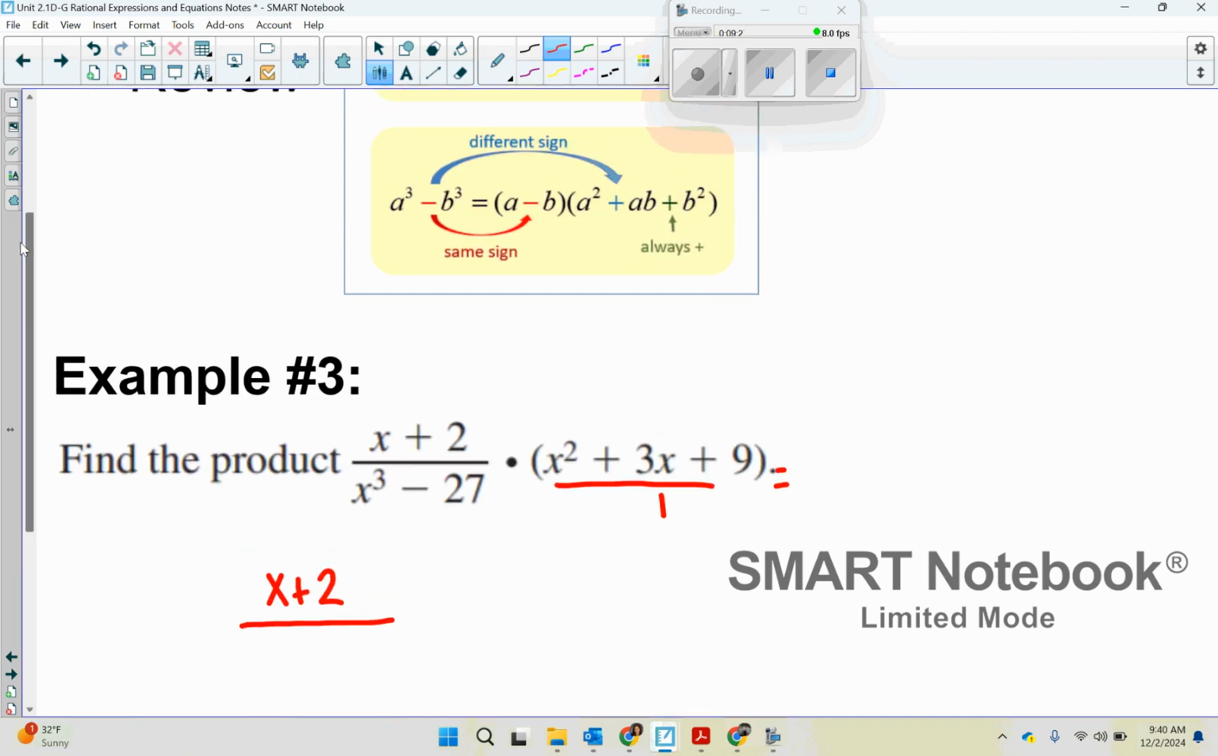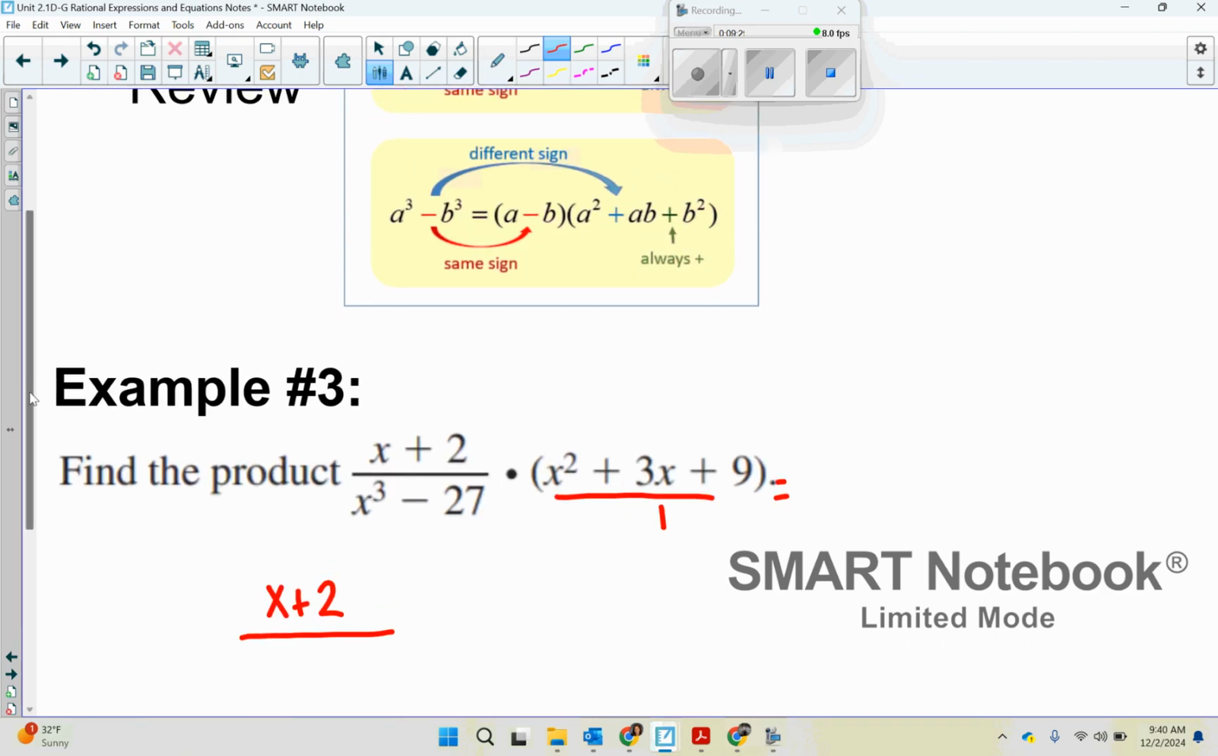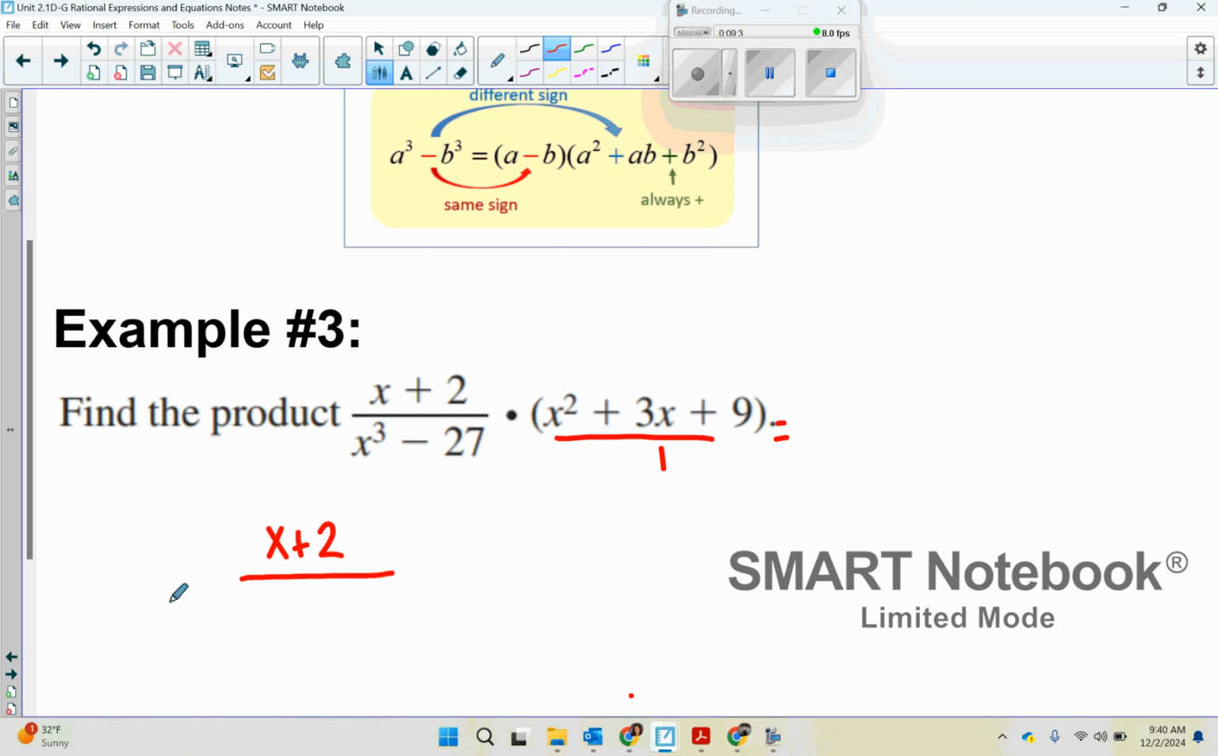So remember, difference of cubes tells me that we'll have the first sign, and I'll leave this formula up here. We'll technically have cube root of x cubed is x. So a would be x, and b would technically be the cube root of 27, which is 3. So we would have x minus 3. And then the sign is the opposite, and the last sign is always positive. So we would have x squared plus, because it's the opposite sign, and then we're going to have a times b, so it'll be plus 3x, and then plus b squared, which is 9.